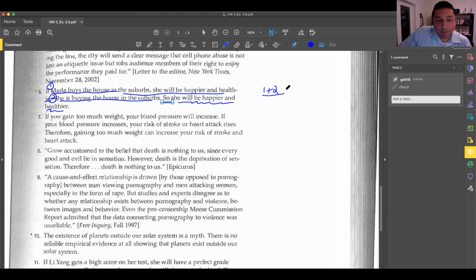Now, take the second premise alone: she is buying the house in the suburbs. Therefore, Marla will be happier and healthier. That conclusion doesn't follow from that premise either, right? So it's both 1 and 2 together that will lead to the conclusion, and you're going to diagram that out in this way. I forgot to mark this as a 3. So that would be your argument diagram for number 6.